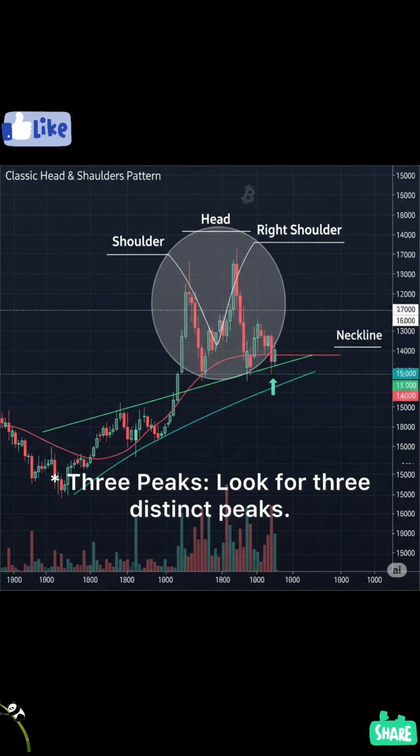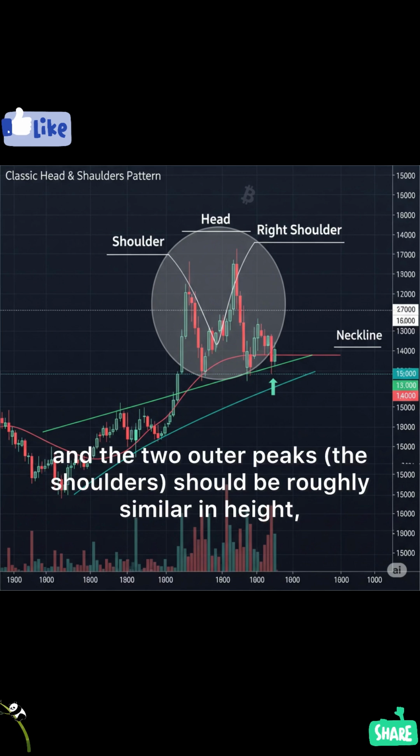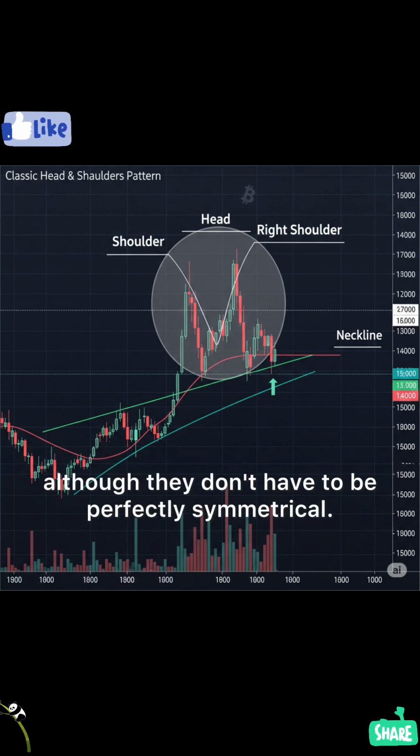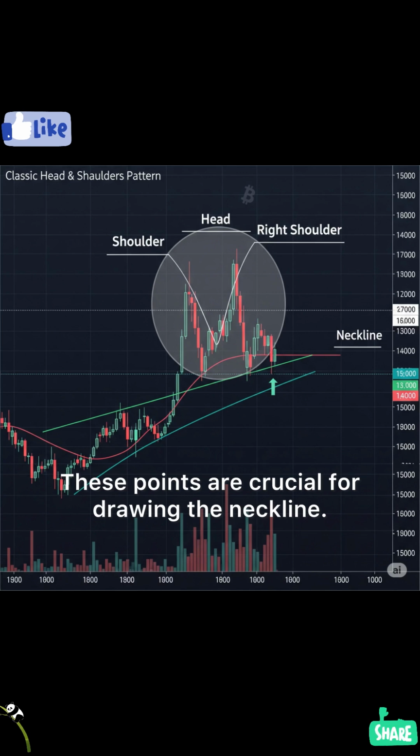Three peaks: look for three distinct peaks. The middle peak, the head, should be the highest, and the two outer peaks, the shoulders, should be roughly similar in height, although they don't have to be perfectly symmetrical. Pullbacks, troughs: observe the pullbacks between the peaks. These points are crucial for drawing the neckline.